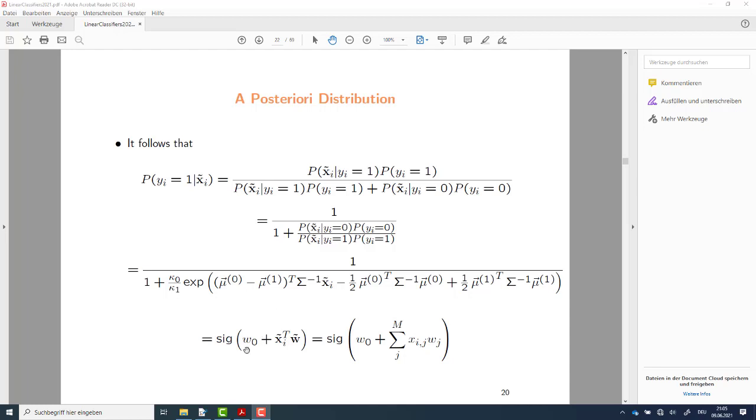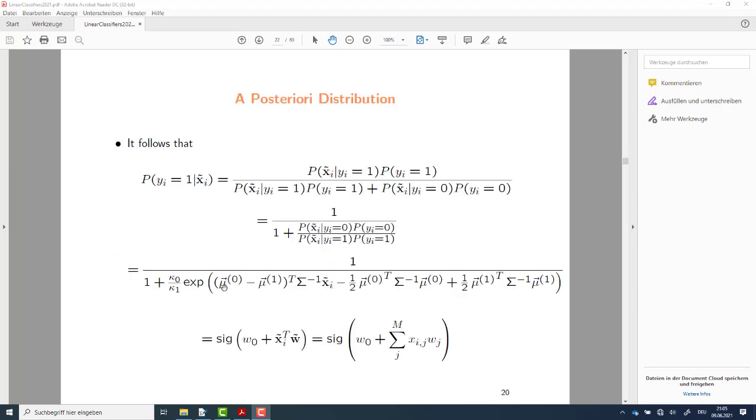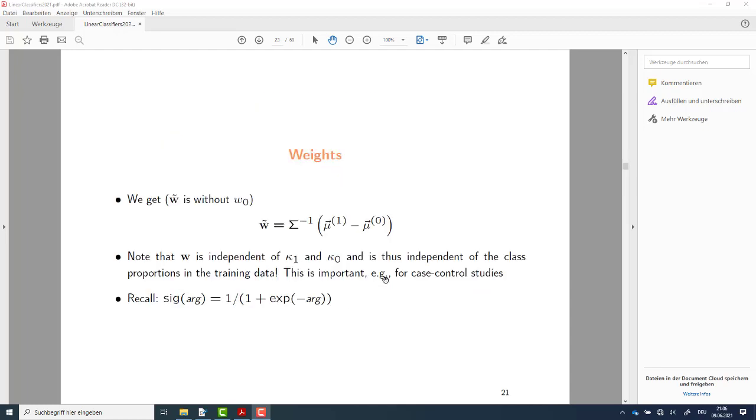And now we have to identify these terms from this expression. We have to consider the linear term, which gives us the w tilde term, which is the inverse covariance times the difference of the mean terms over here. No? So this expression here. And everything else becomes the offset. No? Now, recall, that's how the sigmoid is defined: 1 divided by 1 plus e to the exponent of the negative argument.